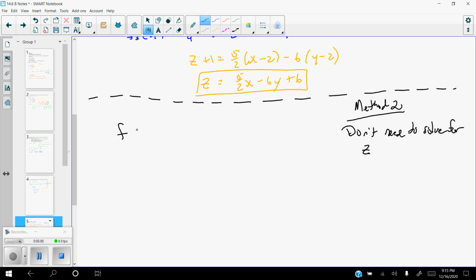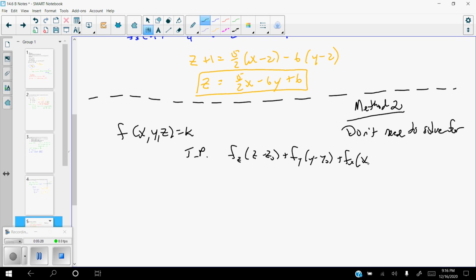If f of x, y, z equals some constant k, then the tangent plane is going to be the partial with respect to z times z minus z naught, plus the partial with respect to y times y minus y naught, plus the partial with respect to x times x minus x naught, equals 0. Okay, and that's all there is to it.